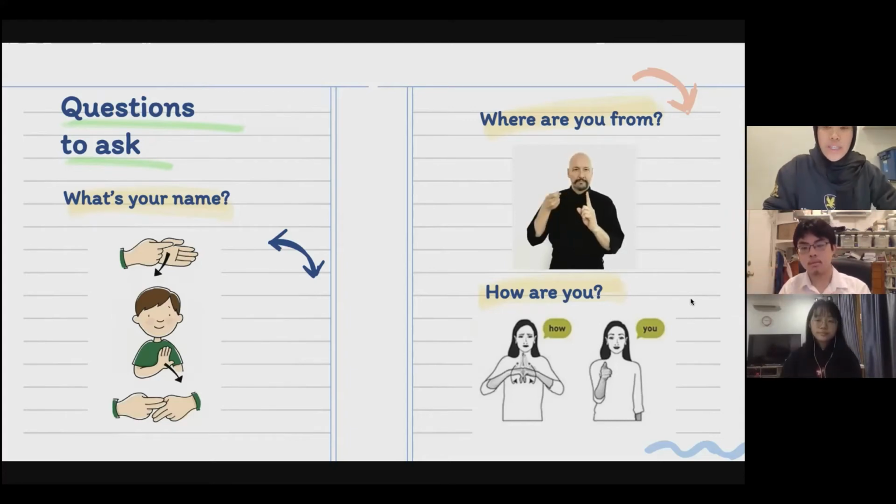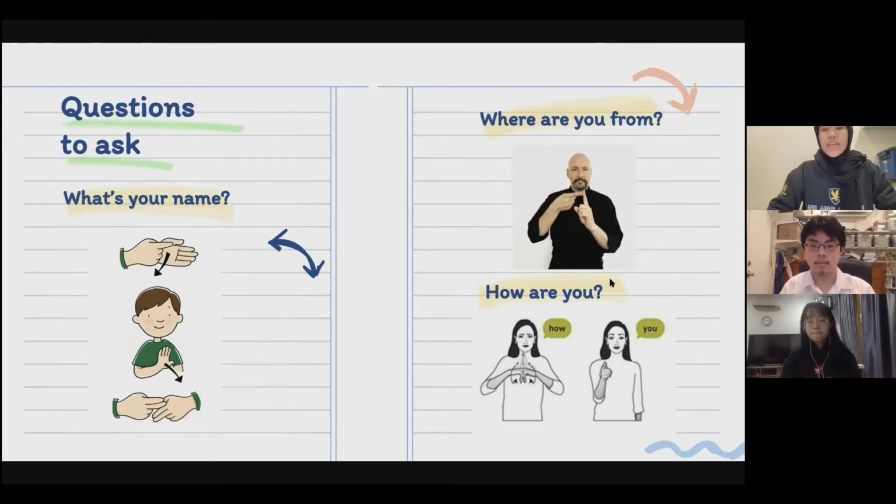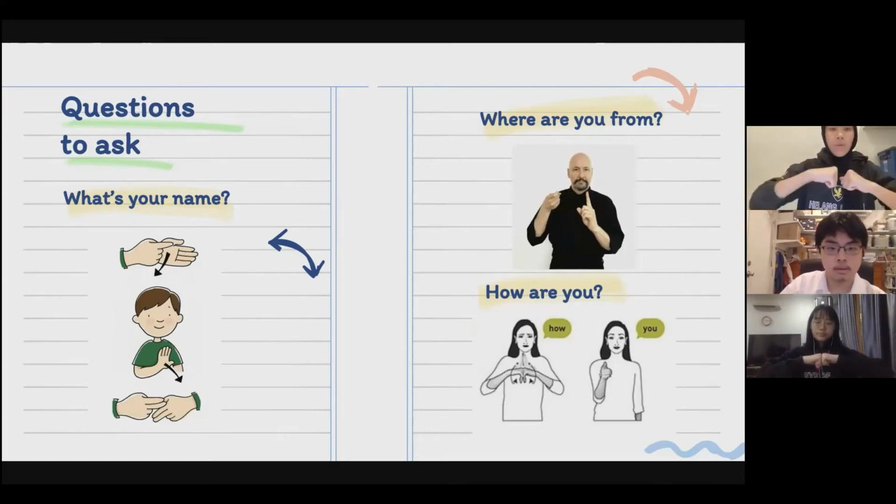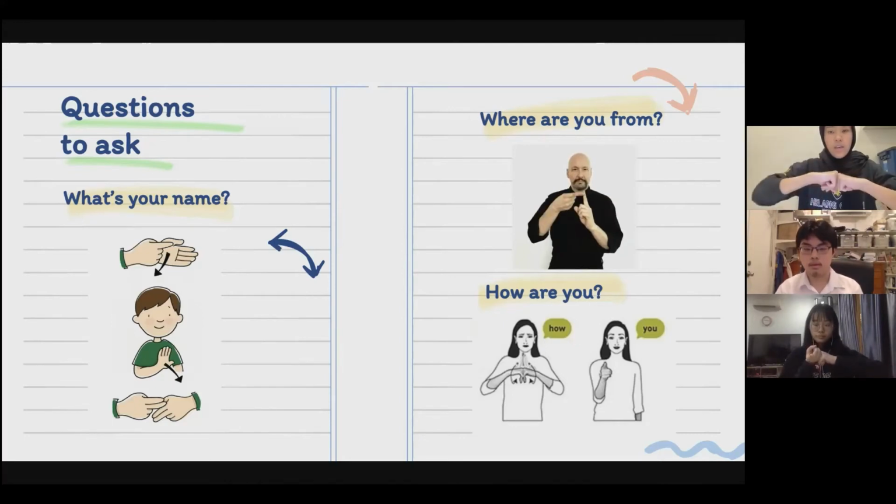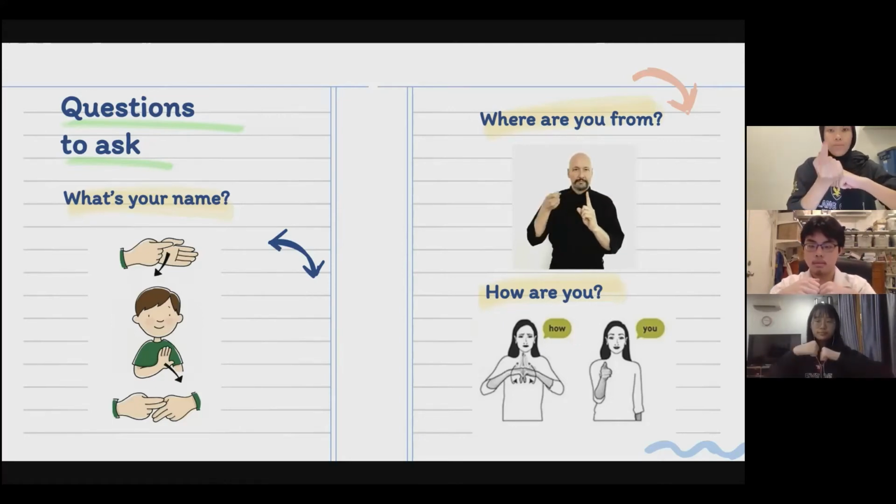The last question that we are going to learn is how are you? So basically you put your left hand and your right hand together like this, and then you move out your dominant hand. How are you?